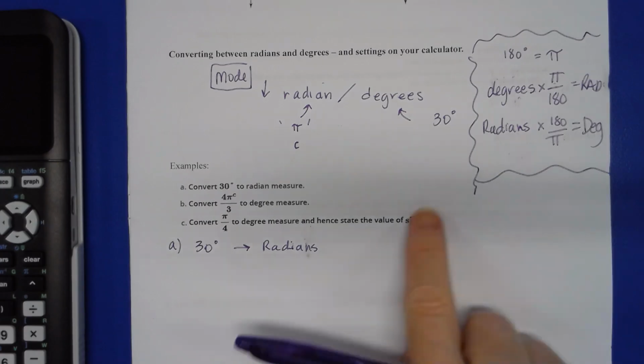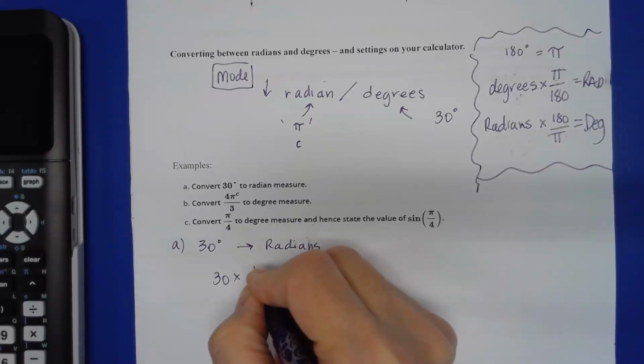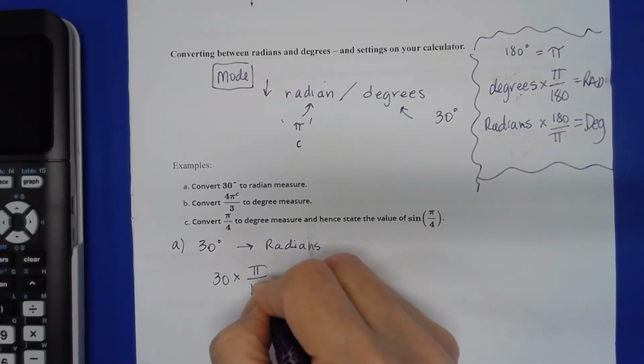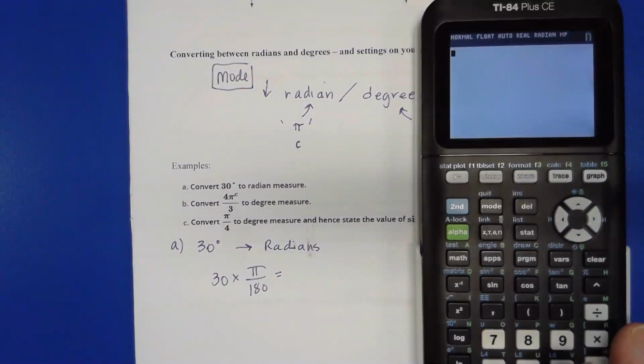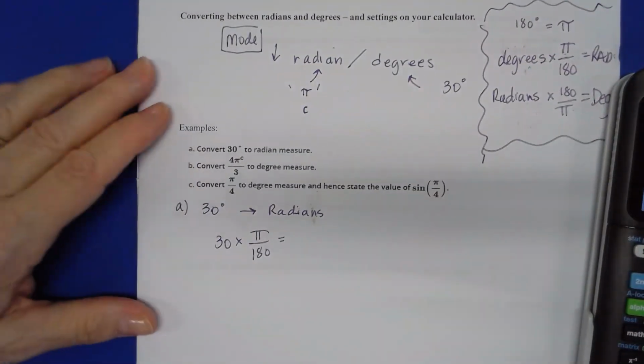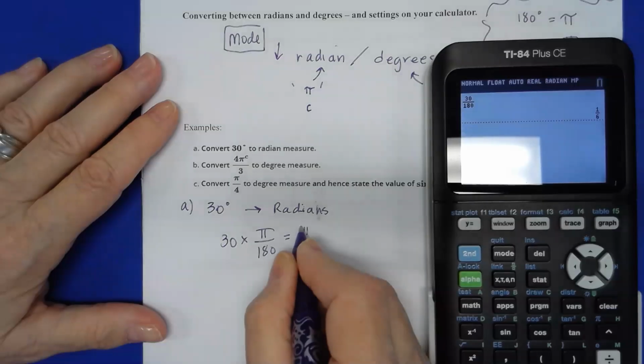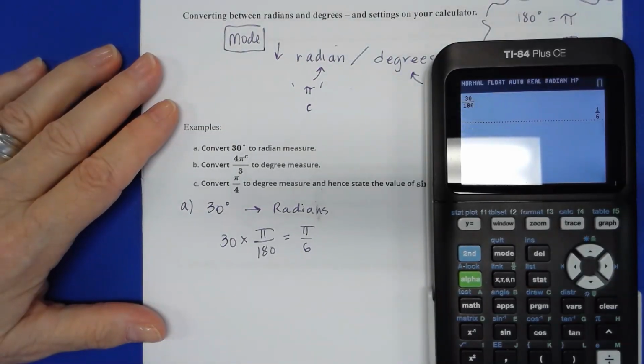Right? So I go up here, it's in degrees, so I'm going to go 30 times pi on 180. You can either simplify 30 on 180, which is a very easy thing to simplify, or you can type it in your calculator and allow your calculator to simplify for you. Okay, and that's pi on 6. So it's one we know. It's one of our good ones.